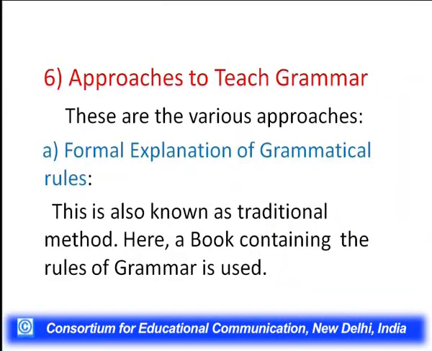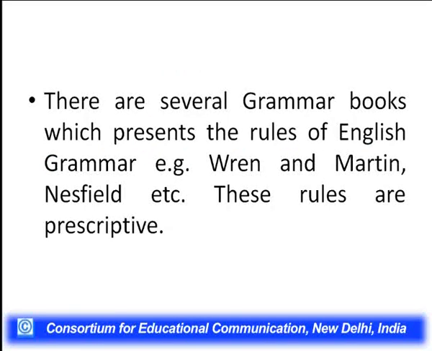This is also known as the traditional method. Here a book containing the rules of grammar is used. How do the students come to know that these are the rules? There are grammar books which contain the laws. There are several grammar books which present the rules of English grammar, for example, Wren and Martin, Nesfield, etc. These rules are prescriptive. We will suggest to the students that they go through the books written by Wren and Martin, and follow the set rules. Then you can become a fluent speaker.